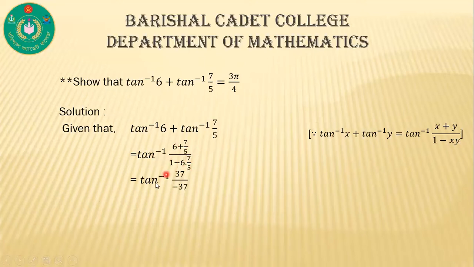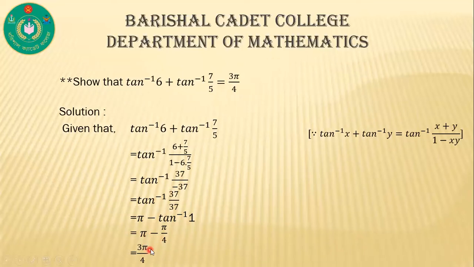After calculating this, we can write tan inverse 37 by minus 37. Here tan inverse 37 by minus 37 is equal to, we can write tan inverse 37 by 37 is equal to pi minus tan inverse 1. Then pi minus tan inverse 1. That means 1 means tan inverse pi by 4. Tan inverse cancel. Then we can write pi by 4. Now, after calculating this, we can write 3 pi by 4.